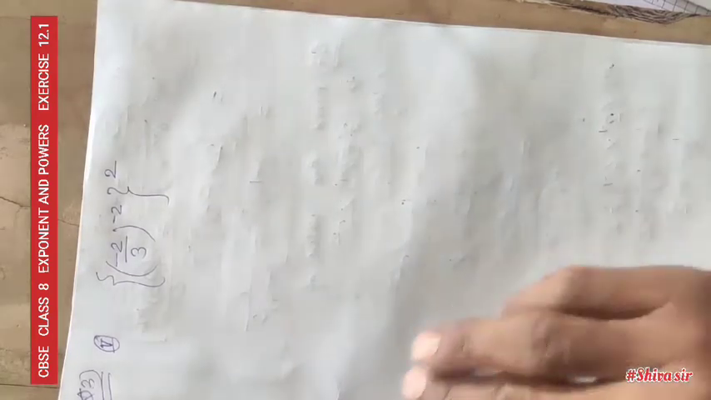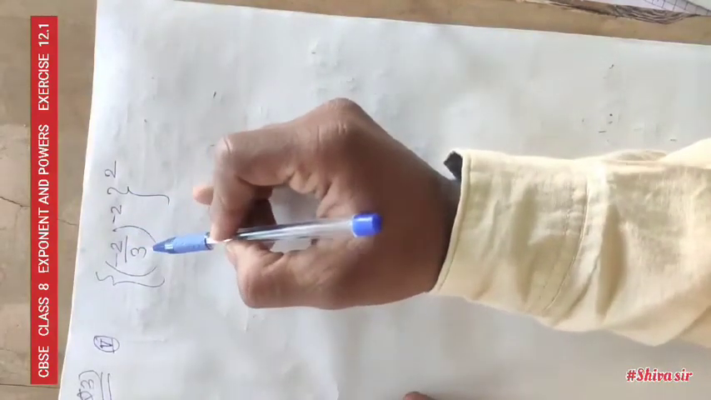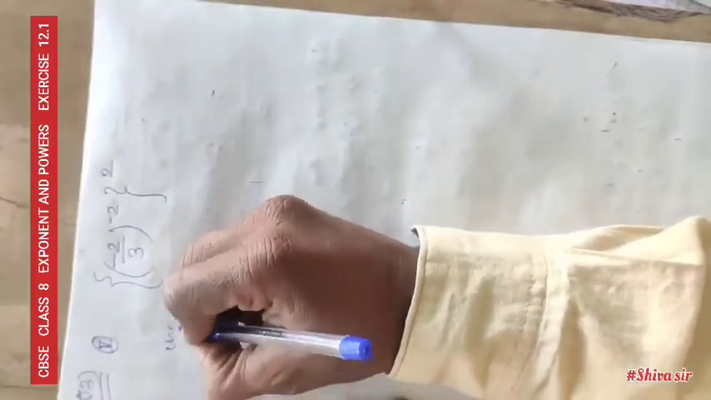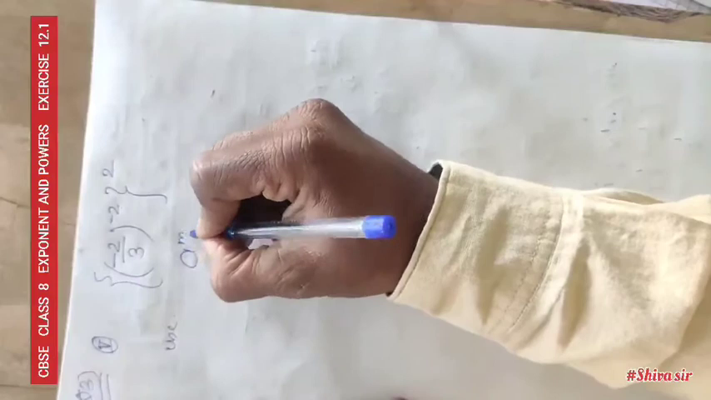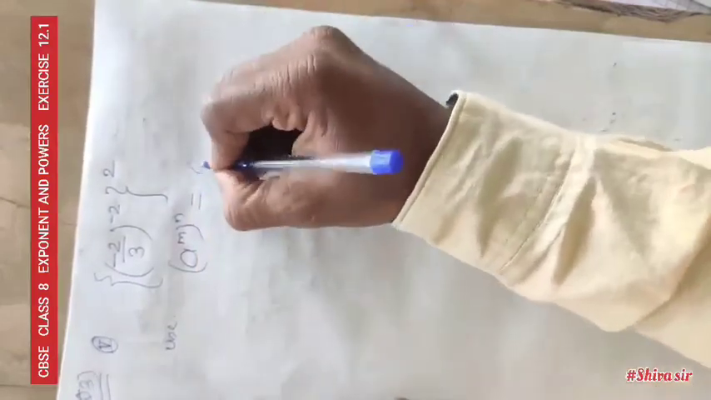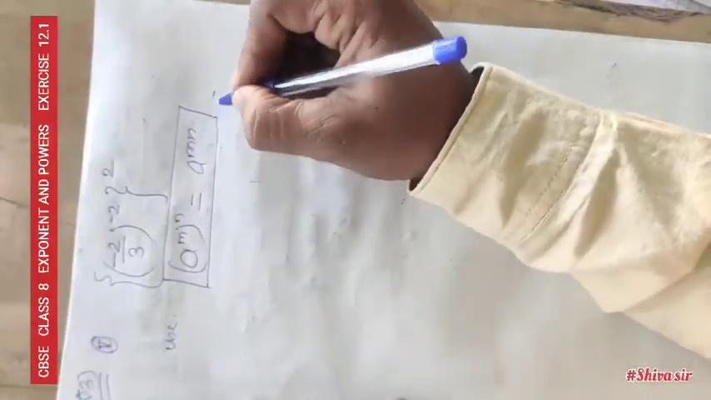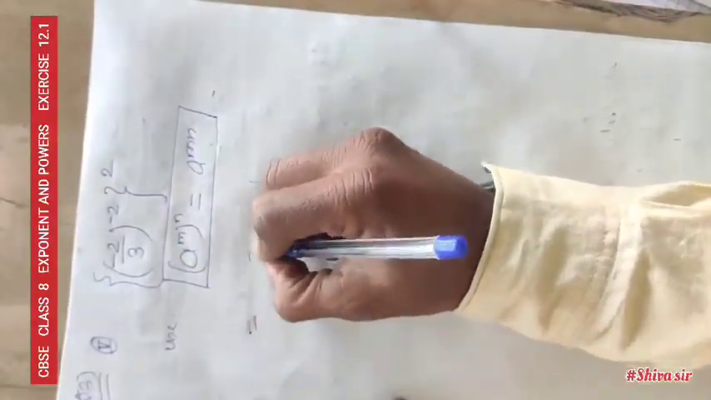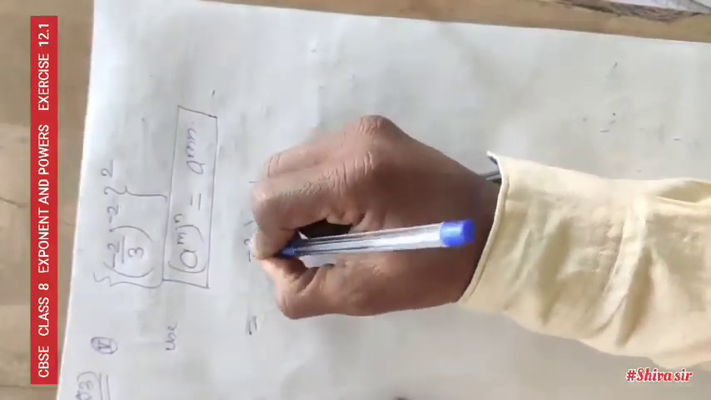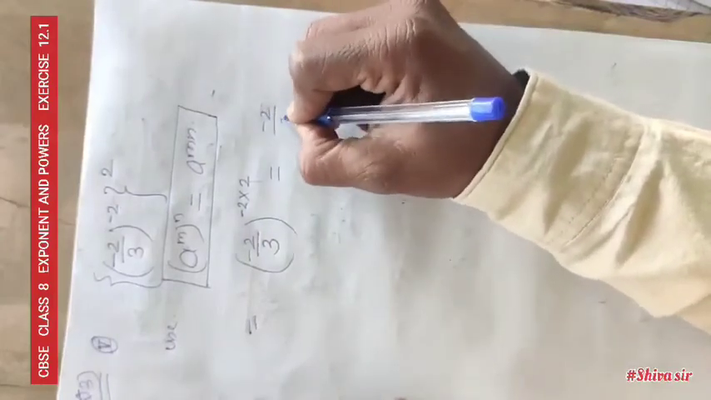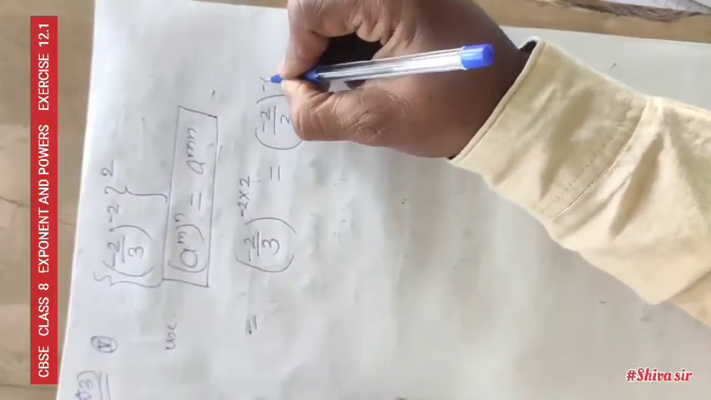Now example number 5 is minus 2 upon 3 raised to the power minus 2, and again its square. Here we simply use the formula a raised to the power m, raised to the power n, is a raised to the power mn. So by using this formula, we write minus 2 by 3, and here minus 2 into 2, that means minus 2 upon 3 raised to the power minus 4.